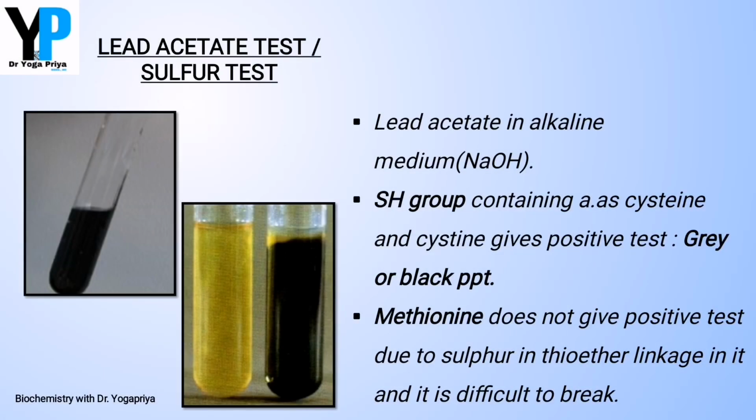The next test is the lead acetate test or sulfur test. This is specific for sulfhydryl group containing amino acids, which include cysteine and cystine. These two amino acids give the positive test result. So how to do the procedure? We take a test tube and add 2 ml of protein solution and then add an equal volume of 40% NaOH, which provides the alkaline medium, and then we boil for 2 minutes.